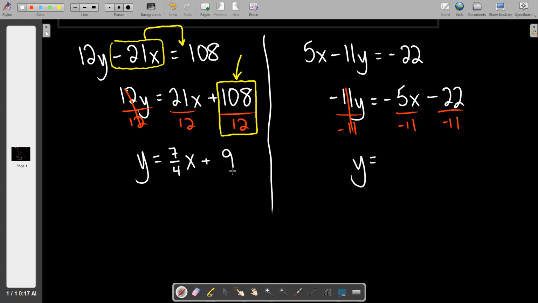Can you divide 5 by 11? Of course not. So what am I going to get for a slope? Nice job. Positive 5/11ths, because that's a negative being divided by a negative. Don't forget to slap your x on there. What's my y-intercept going to be? Plus 2. Very good. 22 divided by 11.